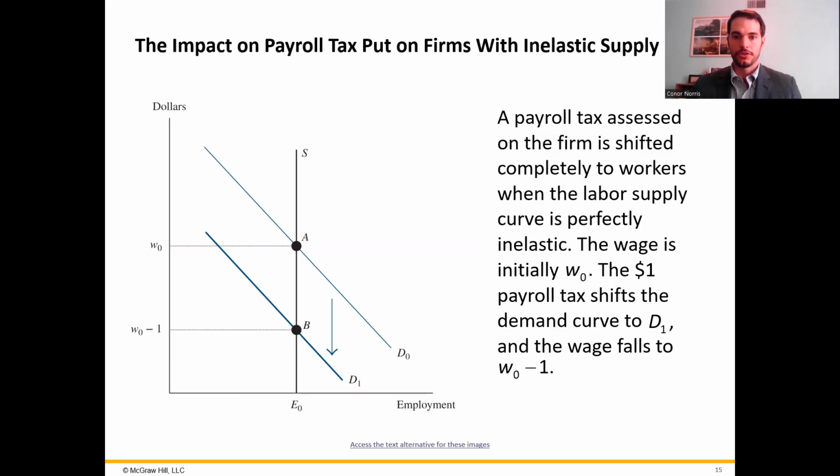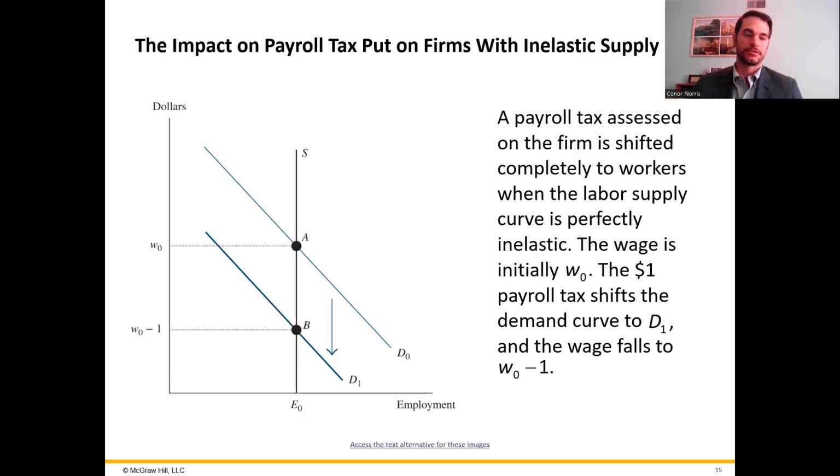In this case, regardless of the wage, E0 workers are employed. Right here, because the supply curve is a vertical line, it's always going to be E0 workers employed. As the demand curve shifts downwards, the wages paid will fall by $1, but the level of employment will not change at all. So if this is so rare, why should we care about this?